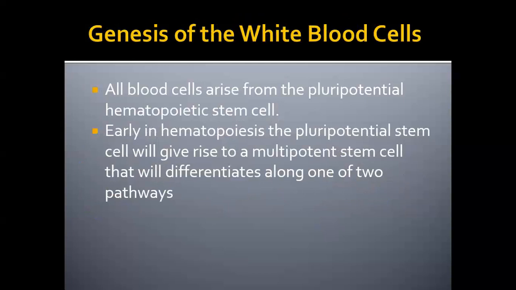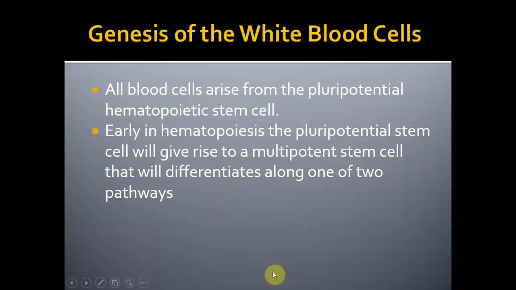Now we come to the genesis of the white blood cells. From where are the white blood cells generated? As we said in the first lectures, if you remember, from the first week, the generation of all types of blood cell elements, whether they are red blood cells, white blood cells, or platelets, they are all generated from the pluripotential hemopoietic stem cells residing inside the bone marrow.